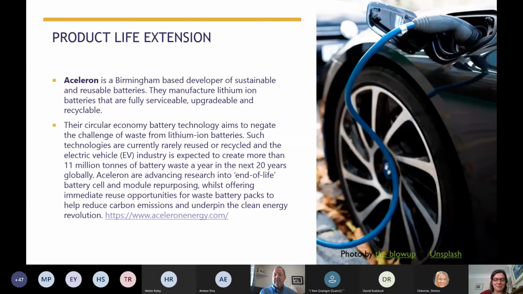So it's fantastic making a product which helps us to be more sustainable, but how can that product in itself be sustainable in its full life? Here the company manufactures a lithium-ion battery. This is serviceable, upgradable, and recyclable. So this starts to move in the right direction.